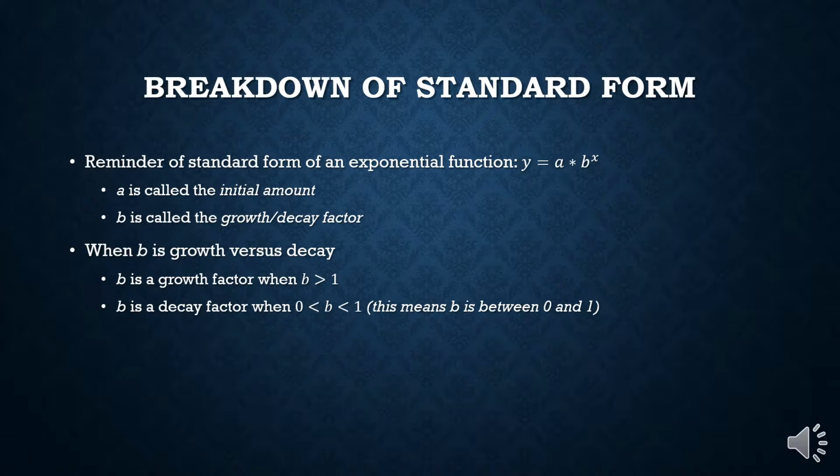When b is a decay factor, b is a number between 0 and 1. Remember from our last lesson that b is not allowed to be less than 0. The function decays, or goes down, when b is a number between 0 and 1, in essence, a fraction.